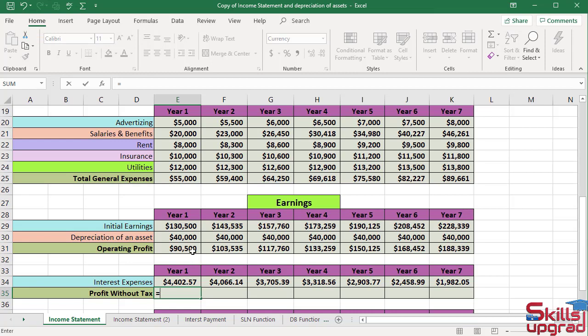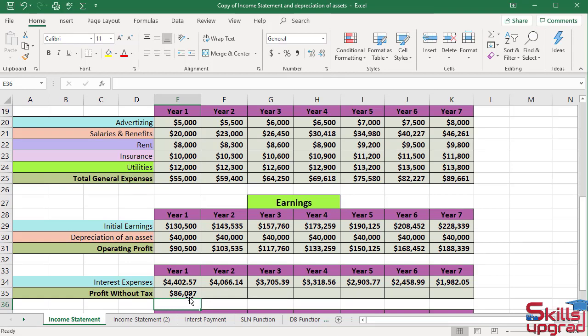Click cell reference E31, enter the subtraction operator. Click cell reference E34. Press the enter key. This is the value of the profit of the company without considering tax.